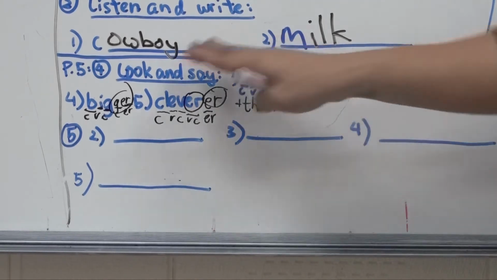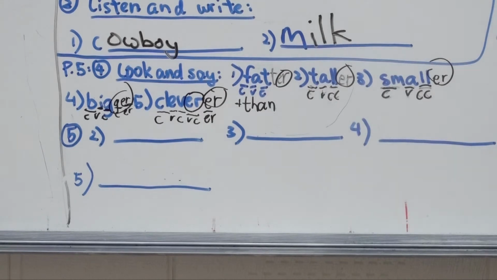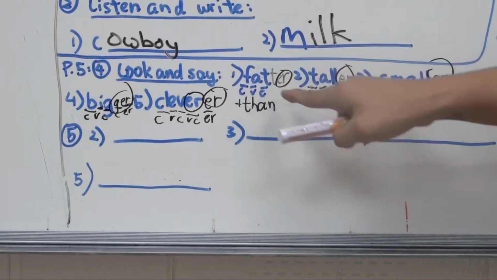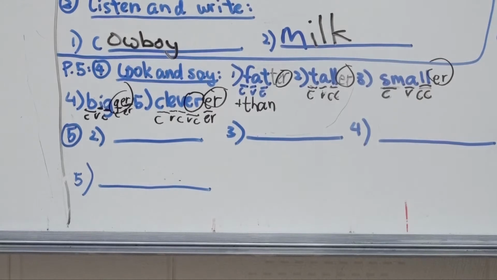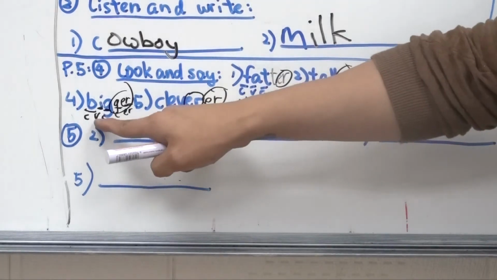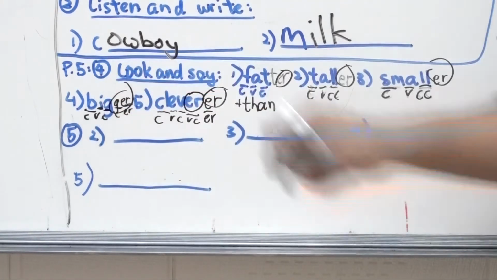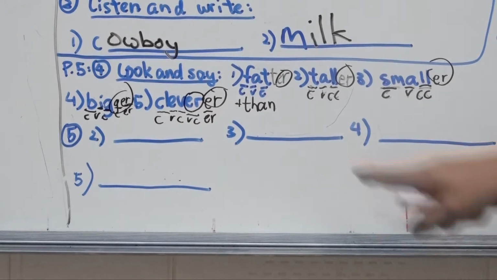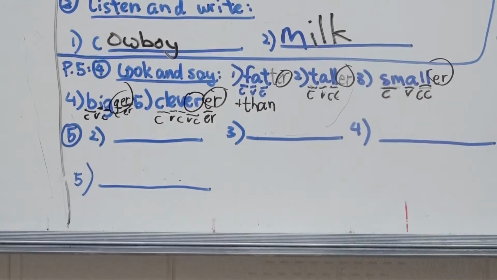Just try to think about it, right? So you can remember, right? CVC, we need to put another C, letter T. Also here, right? CVC, you put another C, which is G, and then ER. And then you put the word than. Okay? Yes, okay.